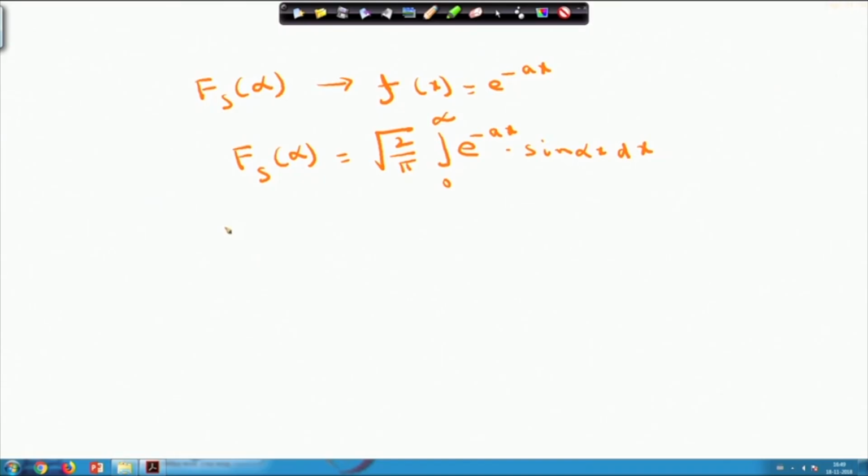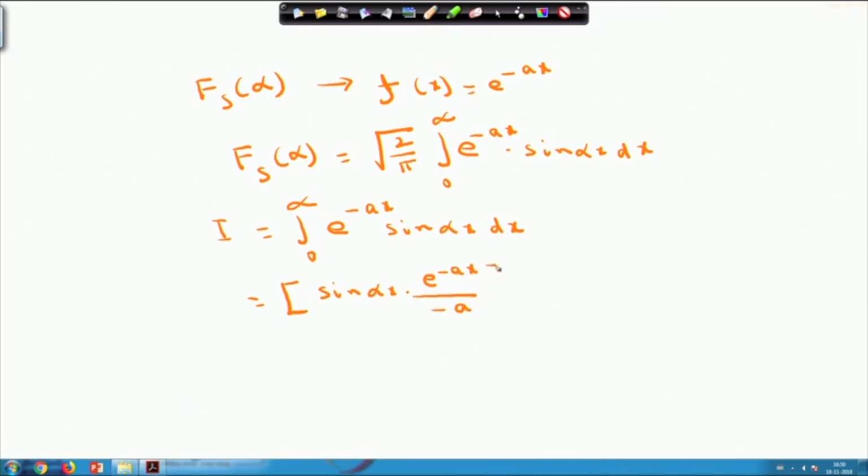So, let us assume that this integral I equals the integral from 0 to infinity of e power minus a x into sin alpha x dx, and using integration by parts, this you can write down as sin alpha x into e power minus a x by minus a from 0 to infinity, minus alpha into the integral from 0 to infinity of cos alpha x into e power minus a x by minus a dx. So, the value of this first part I can find out over here. This value at 0 to infinity will vanish.